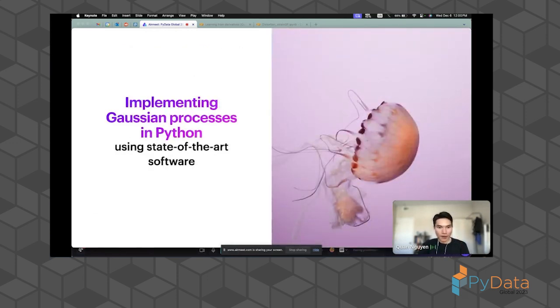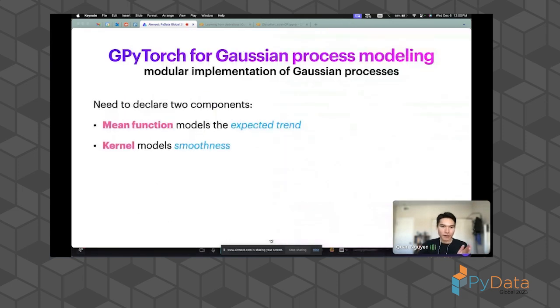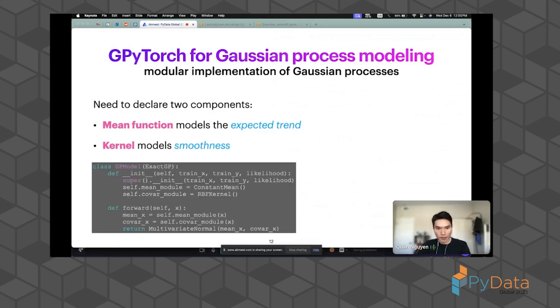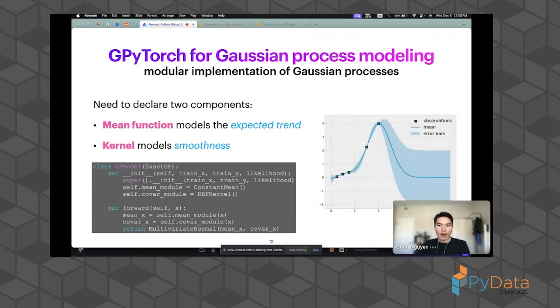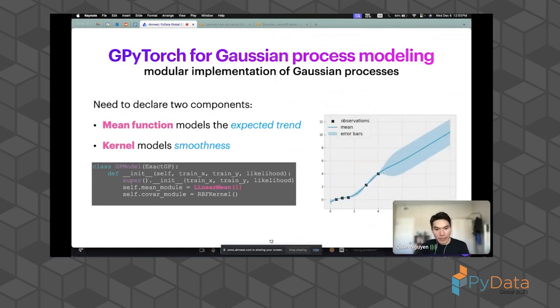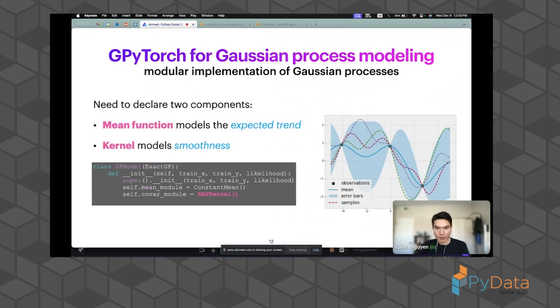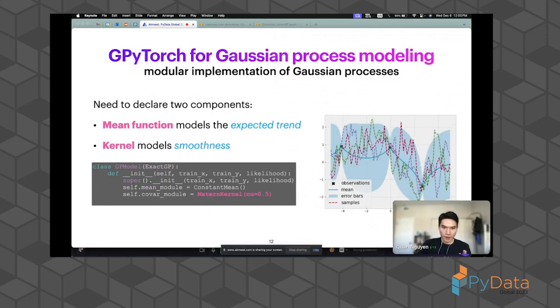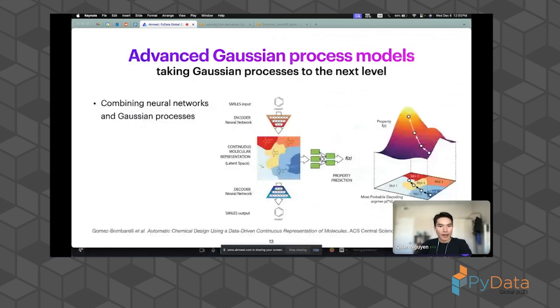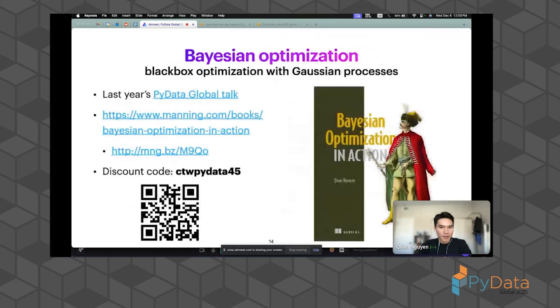In Python, when you want to implement GPs, you can use this state-of-the-art GP library called GPyTorch, that allows you to implement GPs in a modular way. So you want to implement your mean function and covariance function. And by swapping out different mean and covariance functions, you can induce very different behaviors that you want. And I'll speed through this slide here because I'm running out of time.